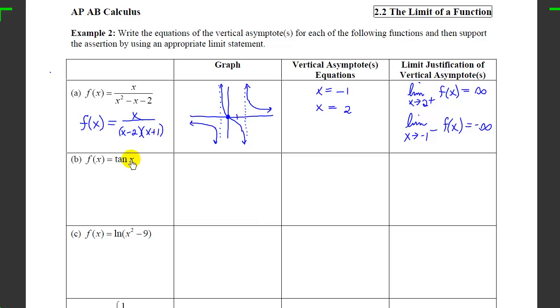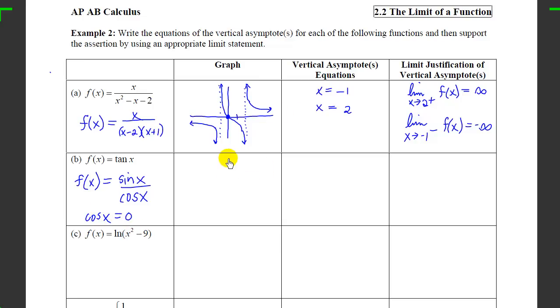There are no logs here, so that means we're looking only at division by 0. But I don't see any division here. So this is actually a division problem that has been hidden from you. You have to remember from your trig that you did last year that tangent is the same as sine over cosine. So that means you're going to get asymptotes every time cosine of x is 0.